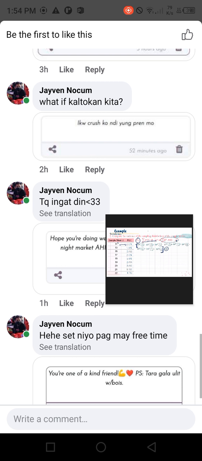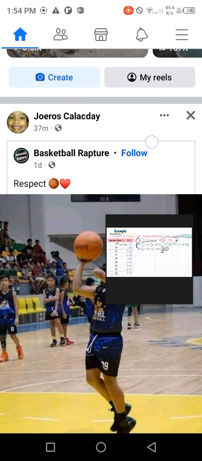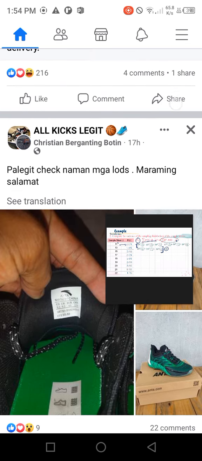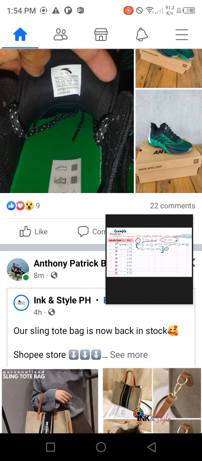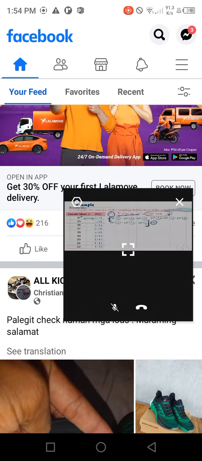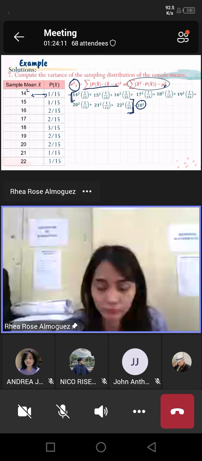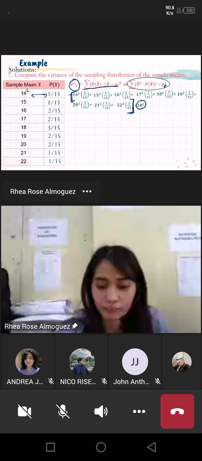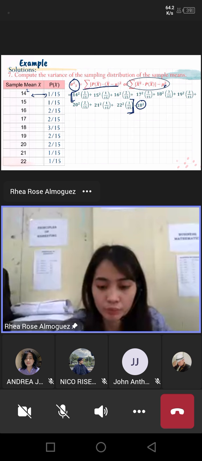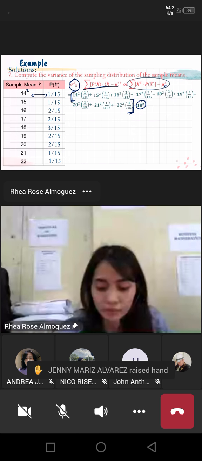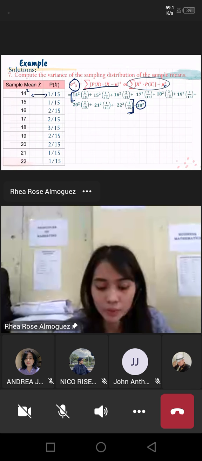Calculate ko din. Baka meron po sa inyo yung may sagot na iba. Para lang ma-double check natin. Ano nga sagot mo? Ano po, 46.7 po. Okay. Double check ko. Mag-compute na po kayo para double check natin. Alam mo kasi may mali sa module.